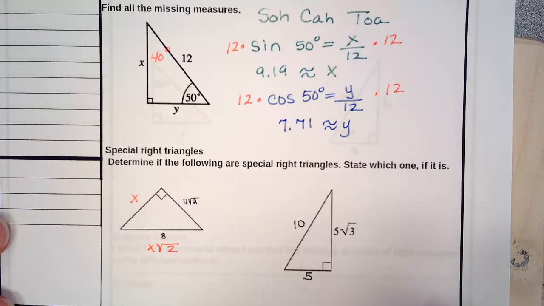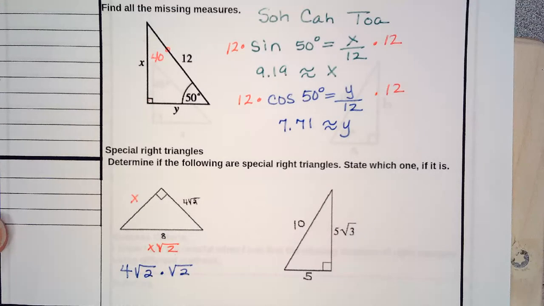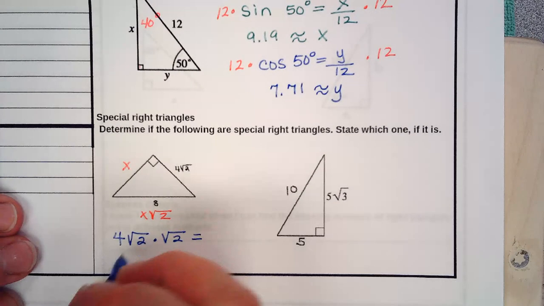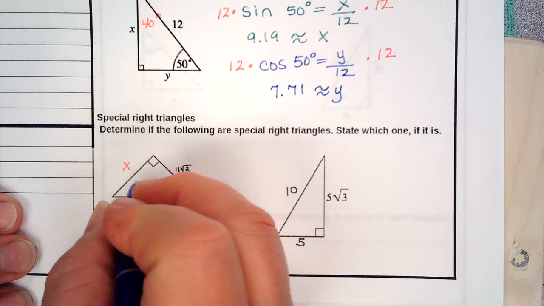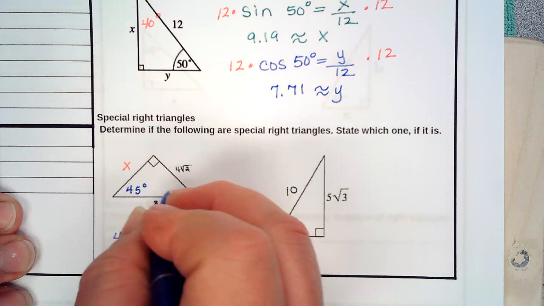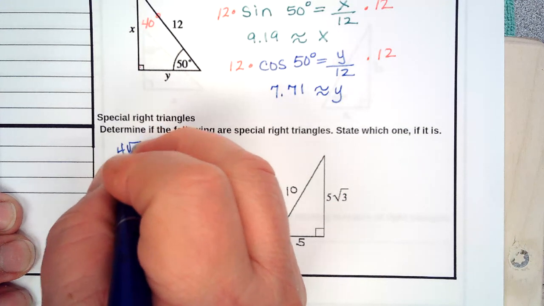So what I'm going to do is take the 4 square root of 2 and multiply it by the square root of 2. If I get 9, then I know it's my 45, 45, 90. Square root of 2 times the square root of 2, it undoes each other, so this becomes 4 times 2, which is 8. So this is my 45 degrees, 45 degrees, and 90 degrees. And this would be 4 square root of 2 also.